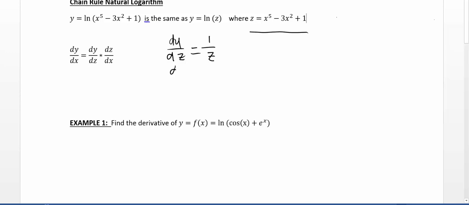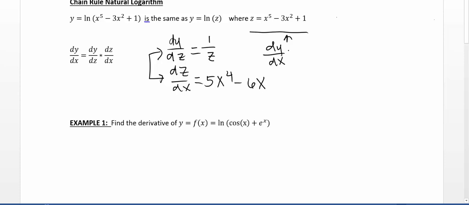We also need dz/dx. The derivative of z with respect to x, we go to this function over here, x to the fifth minus 3x squared plus 1, and we take the derivative of that. The derivative is 5x to the fourth minus 6x. Now if we want dy/dx, the original derivative, we need to multiply these two derivatives together. So when we multiply them together, we get 1 over z times 5x to the fourth minus 6x.